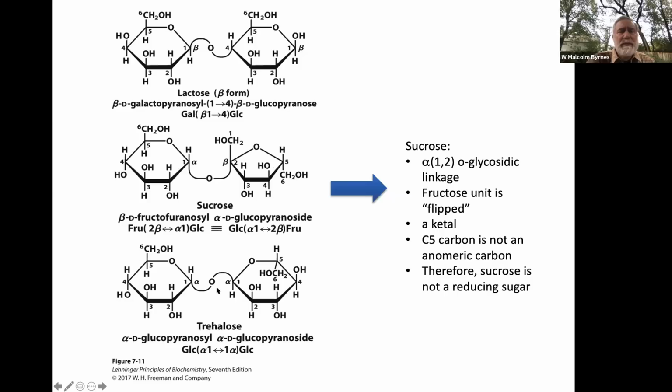Now, trehalose. I'm going to show you trehalose just to illustrate that it's also not a reducing sugar. So there are two glucose units. The second glucose is flipped, and carbon 1 is participating in the O-glycosidic bond. This bond is coming from the alpha position on the first glucose. So it's an alpha 1,1 O-glycosidic linkage in trehalose, which again is not a reducing sugar, just like sucrose is not.